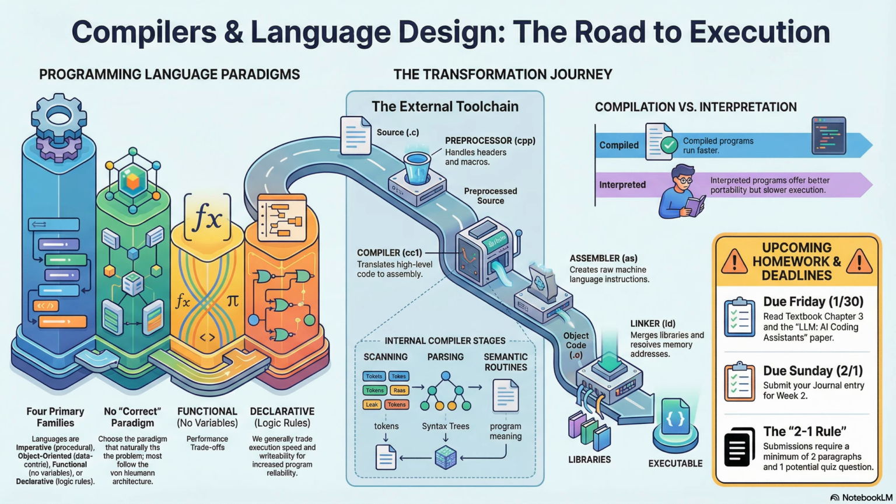And that's why we have so many languages. It's a constant balancing act between readability for us, writability for us, and execution speed for the machine. It's always a trade-off. Okay, so we've picked our language. Let's say we're using C because we need that speed.